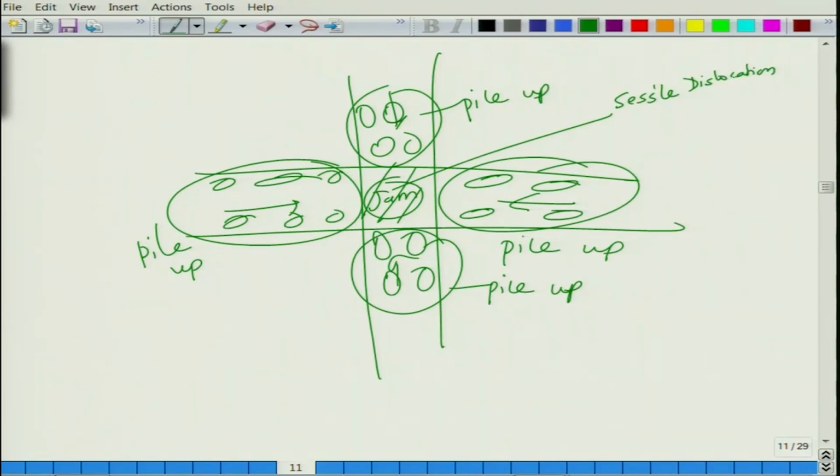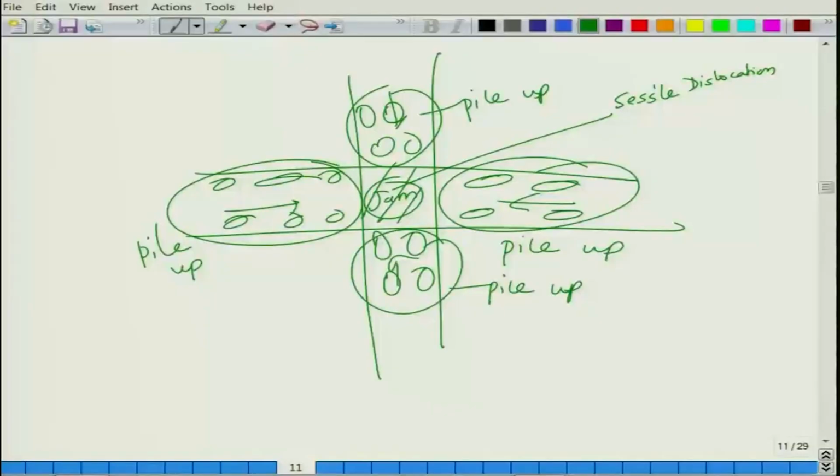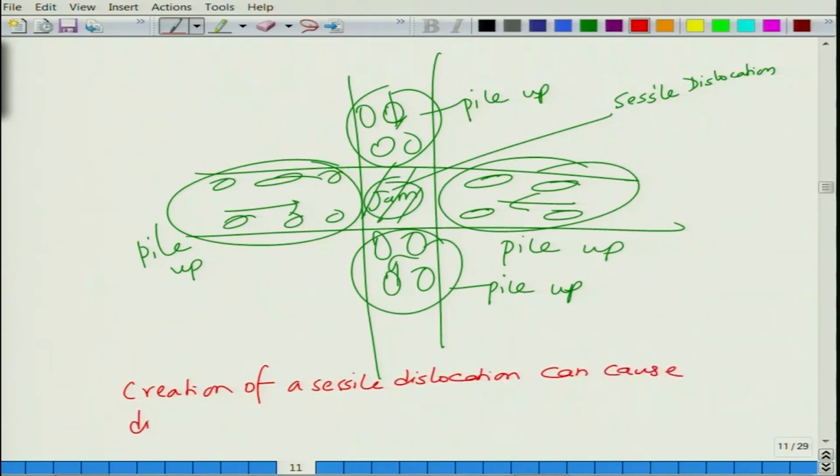and all the dislocations which are moving from other directions get piled up because the next dislocation cannot move, because the dislocation which is lying here at the intersection cannot move. So, as a result you have what we call dislocation pile up. So, basically creation of a sessile dislocation can cause dislocation pile up.